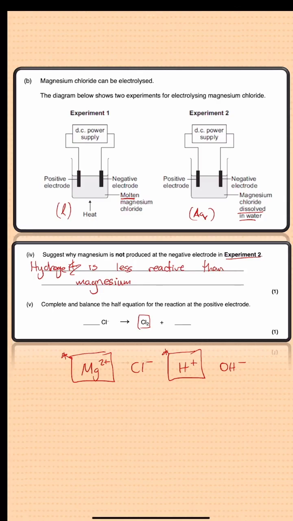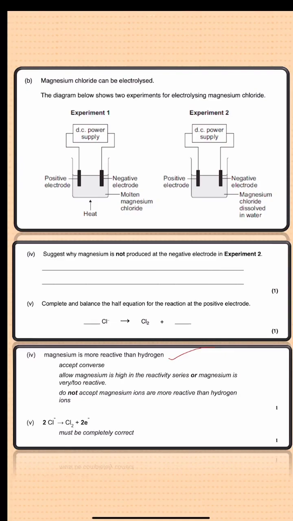And yes, well done. The answer for this final one is 2Cl- → Cl2 + 2e-. Let's just double check that with the mark scheme. Magnesium is more reactive than hydrogen. Yeah, we just said hydrogen is less reactive, so that's fine. That's the converse, which is accepted. And then here, we've got 2Cl-, Cl2 and 2e-.